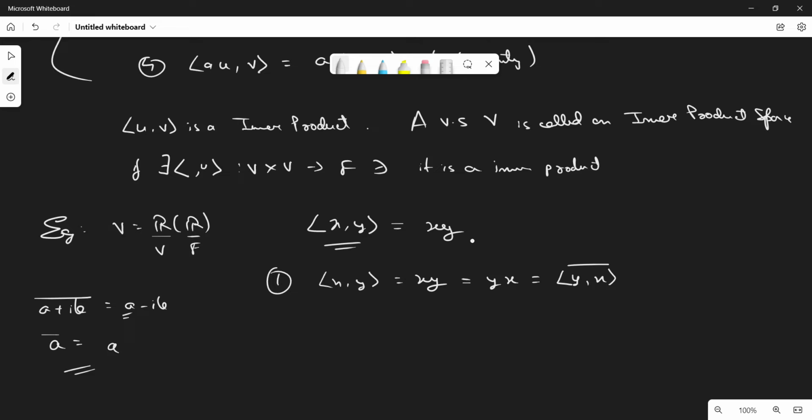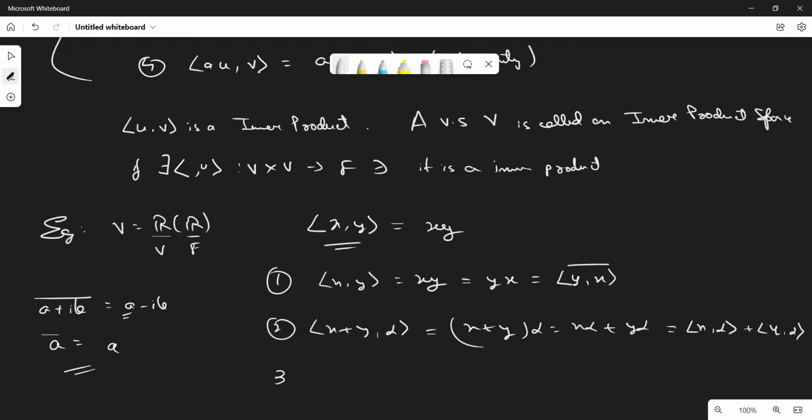Okay, point number 2. <x+y,alpha>. What is alpha? Alpha is an element taken from the domain R cross R itself. So we can write it as x plus y times alpha. So this is x alpha plus y alpha. What is x alpha? X alpha is the inner product <x,alpha>, and this is <y,alpha>. Okay, so the distributive condition also holds.